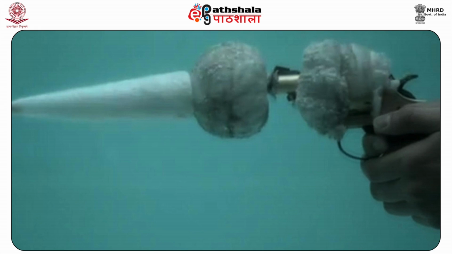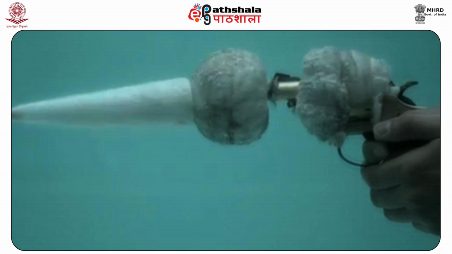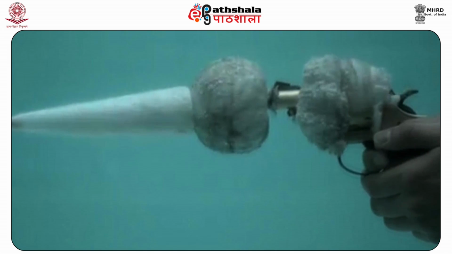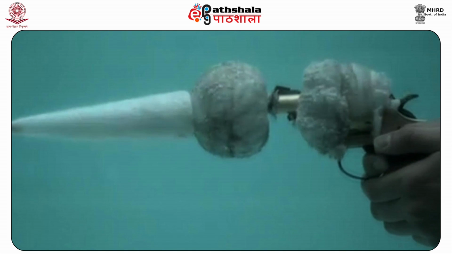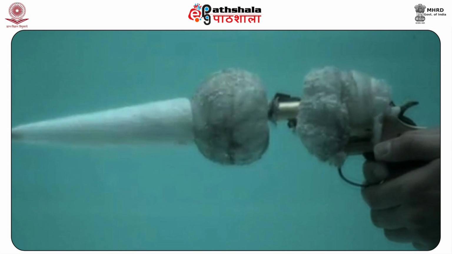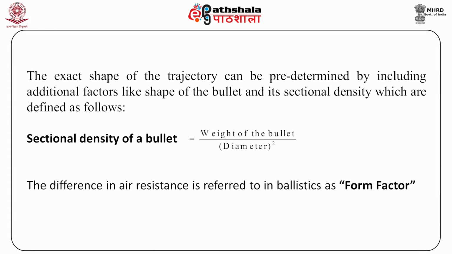Gravitational pull will bring the bullet downwards, whose trajectory forms a parabola. New positions of the bullet as a result of air resistance and bullet drop will be E, F, G, and H to give the trajectory the form of a parabola. The exact shape of the trajectory can be predetermined by including additional factors like shape of the bullet and its sectional density, which are defined as follows.